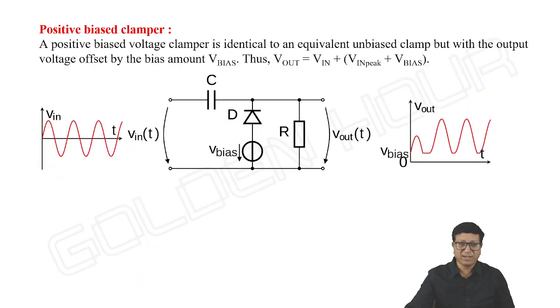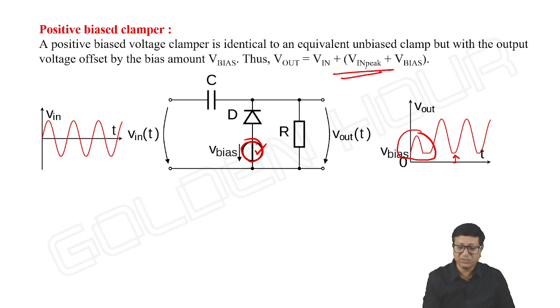With a positive biased clamper, means some DC source is connected in series with the diode, then what happens is the output will shift up by an amount equal to V reference. What is this waveform and all? We will discuss, don't worry. It is shifting up by an amount equal to V bias. And the V bias need not be positive, it can be negative also. Okay, so that time what happens? Don't worry about this, I will explain it.